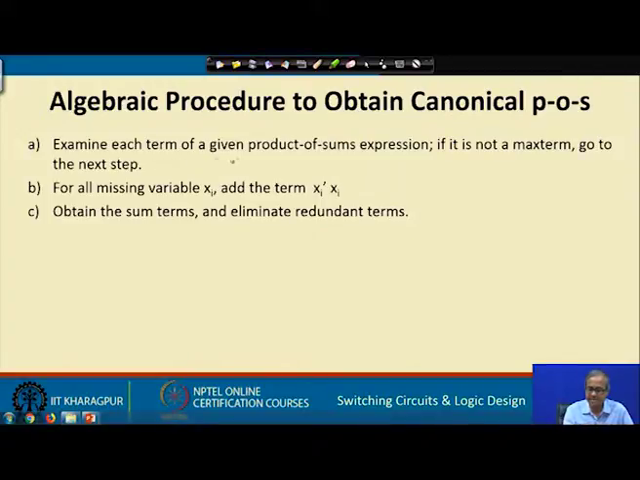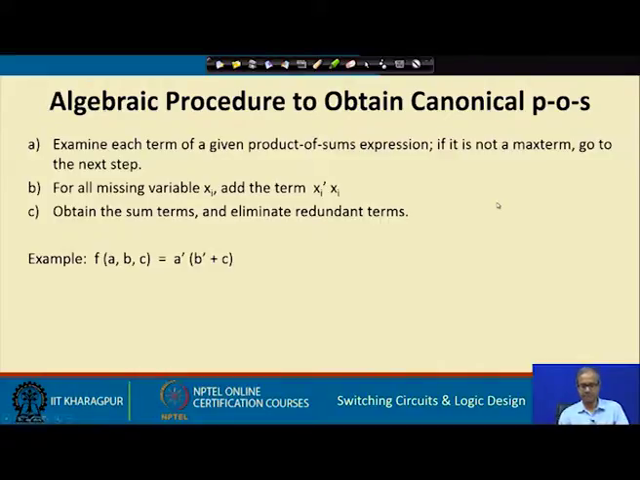We examine each term of a product of sum expression. If it is a max term, we do not do anything. If it is not a max term, then you look at all missing variables, and for every missing variable you add the term xi xi bar. Then, as I said, you can apply the simplification rules and distributive laws to obtain the sum terms, and you see if any of them are redundant. If they are redundant, eliminate them.